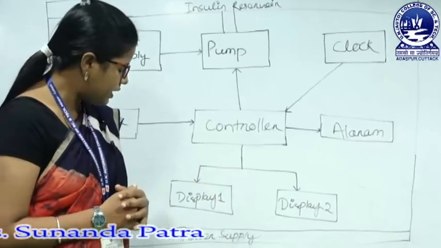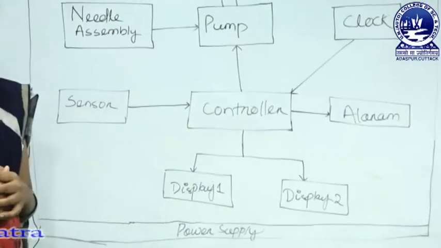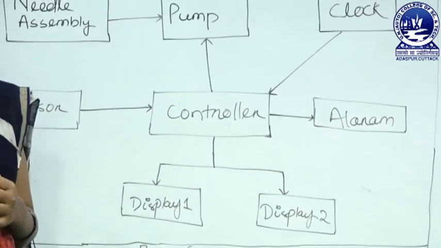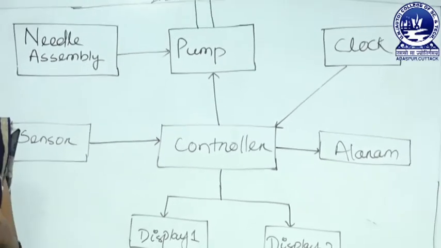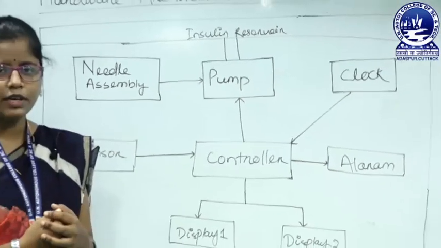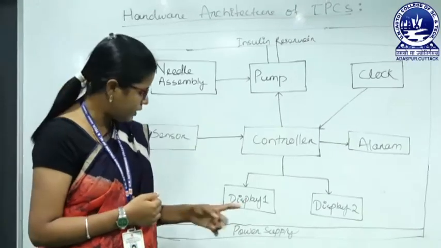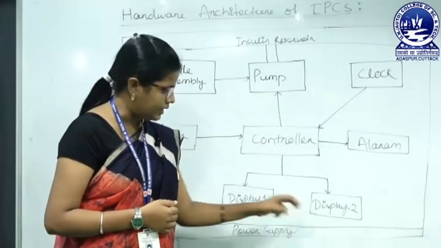Next, we have two displays, display 1 and display 2. These displays are responsible for showing the time, the power supply, how much power is remaining, and how much insulin dose is to be injected into the patient's body. So, that information will be displayed on these two display areas.